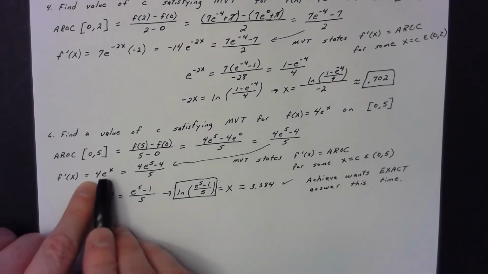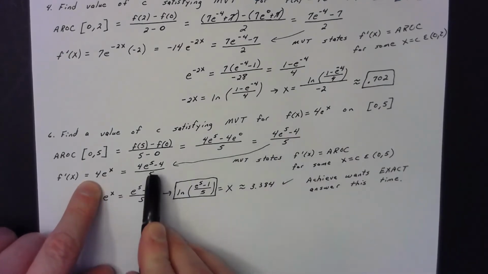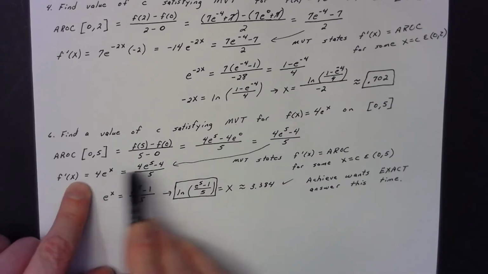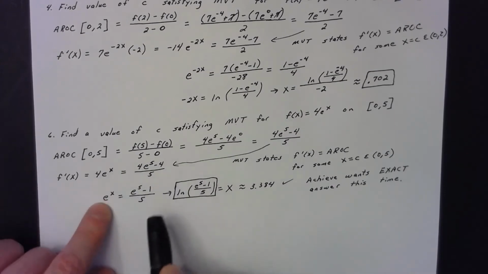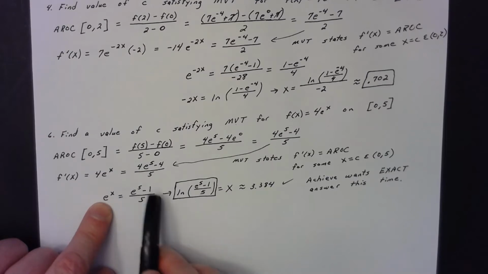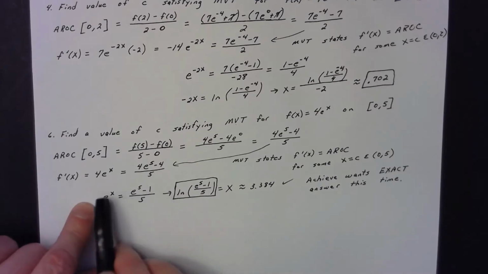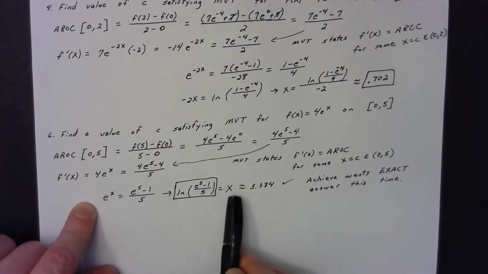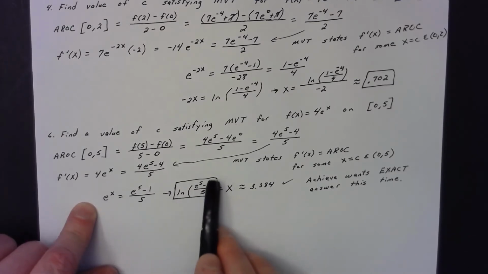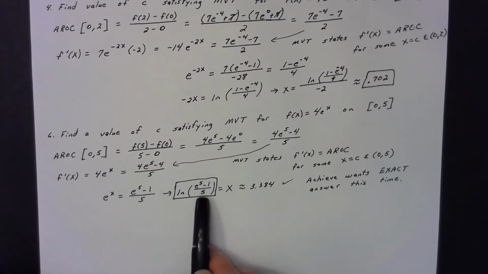So I set the derivative equal to the average rate of change. First thing I did is I divided by 4. That got rid of both of those 4's in the numerator and gave me e to the 5th minus 1 for my numerator. And then for your answer for x, you'd have to take the natural log of both sides. x is going to equal the natural log of e to the 5th minus 1 over 5.